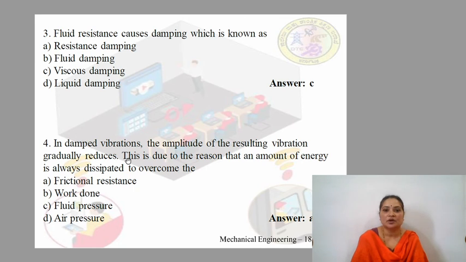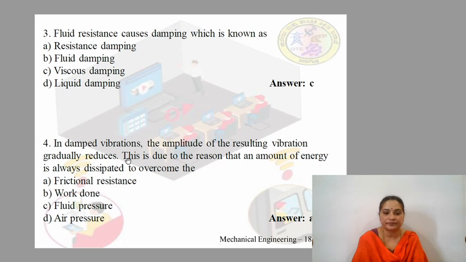The third question is, fluid resistance causes damping, which is known as: A. Resistance damping, B. Fluid damping, C. Viscous damping, D. Liquid damping. In the case of a piston and cylinder arrangement, if there is a fluid present, then such type of damping is called viscous damping. So therefore, the effect of fluid inside the cylinder piston arrangement causes a damping called viscous damping, and hence option C is the right answer.